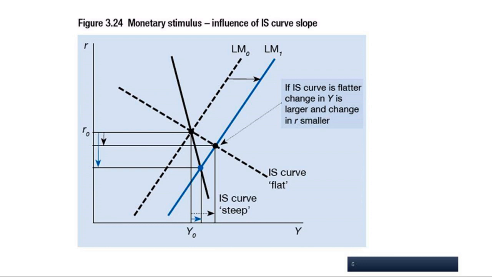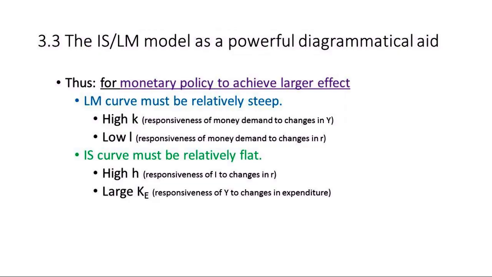Now, this makes sense. A flat IS curve is associated with investment that is very sensitive to interest rates. So a small change in interest rates causes a large increase in investment, and also with a large multiplier. That large multiplier kicks in and it increases output by a lot. The opposite is true if the IS is steep. Then investments don't really react to interest rates and the multiplier is small and the impact of policy is also limited. So for monetary policy to achieve a larger effect, the LM should be relatively steep and the IS should be relatively flat.